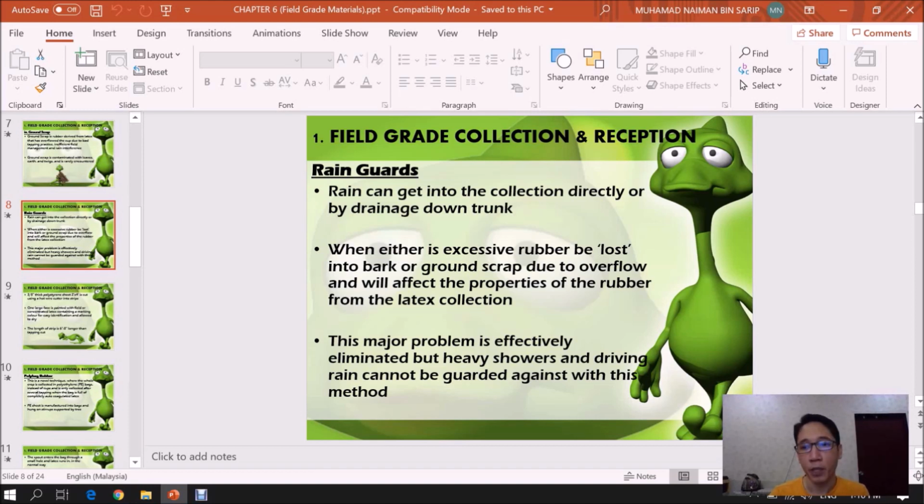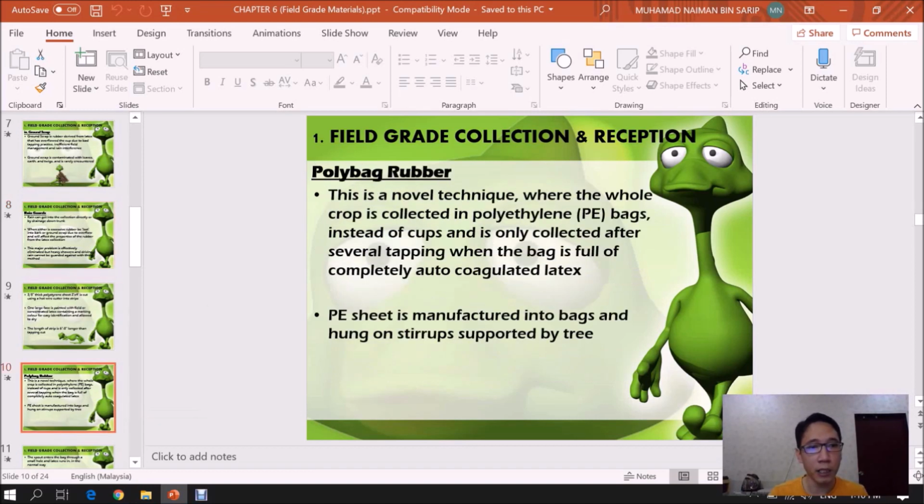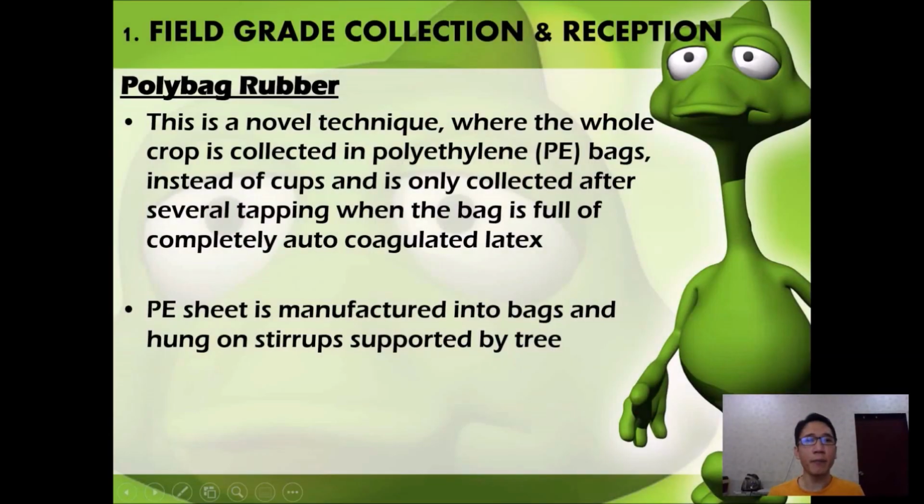Okay, so we continue with this chapter. Next is polybag rubber. This is a novel technique where the whole crop is collected in polyethylene bags instead of cups, and is only collected after several tappings. When the bag is full, it is of completely autocoagulated latex.